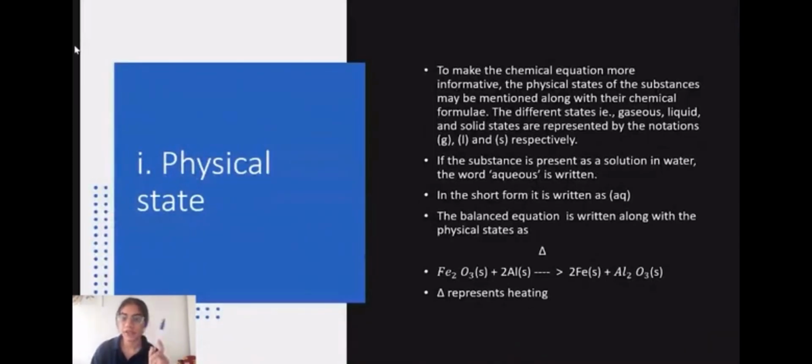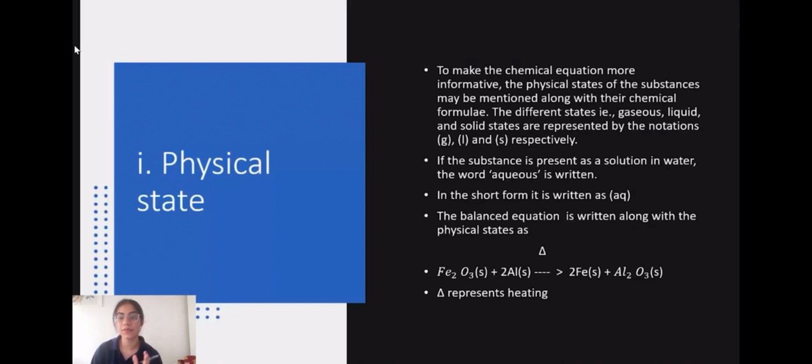If you have to make a chemical equation more informative, the physical state of the substances may be mentioned along with their chemical formulae. So, the different states that we know are gaseous, liquid, and solid states. Gaseous state can be represented by a small g. Liquid state can be represented by a small l. All of them have to be under brackets. And solid state can be represented by a small s.